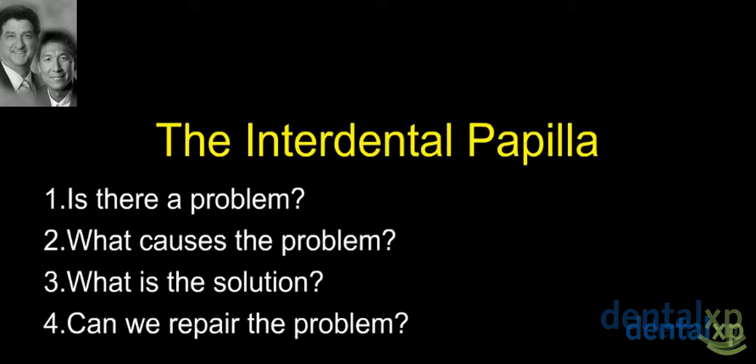The outline for our discussion on the interdental papilla is, first, is there a problem? Which we now do know there is, of course, between two implants. Two, what causes the problem? Three, what is the solution? And four, can we repair the problem if it exists? We're going to take you through this. First, is there a problem?